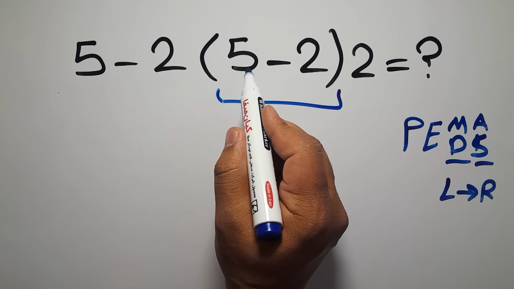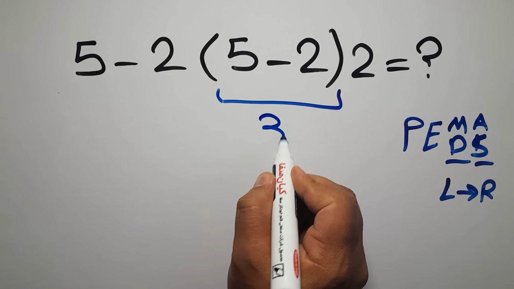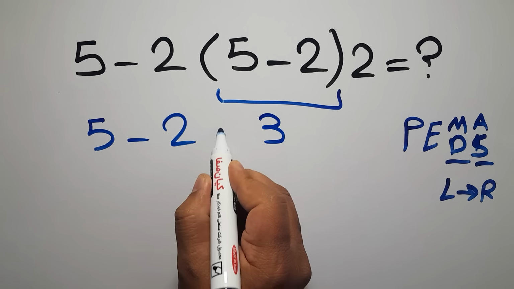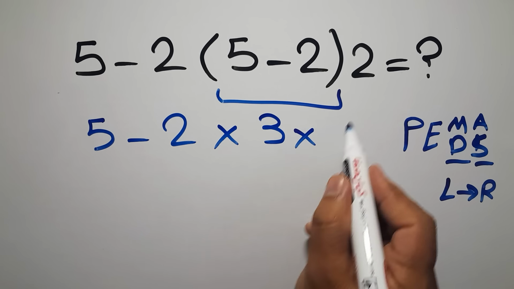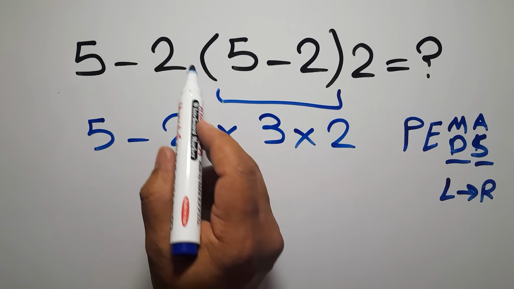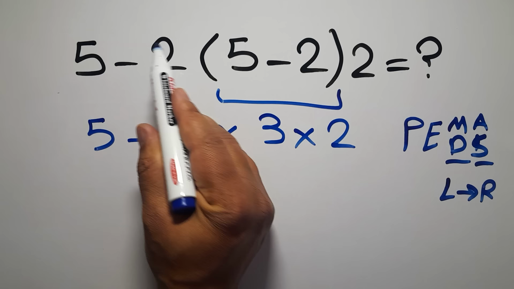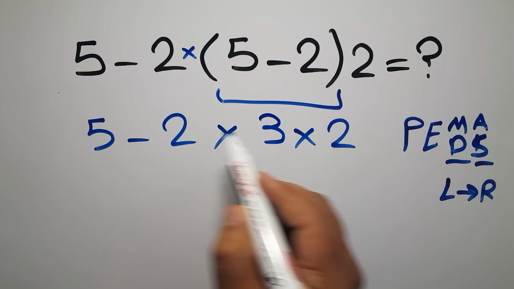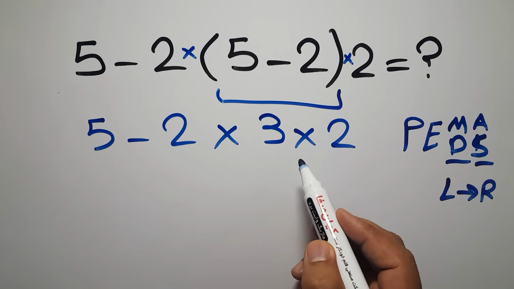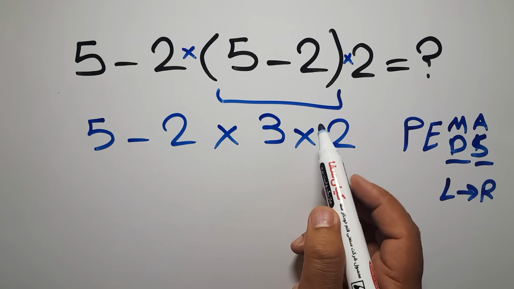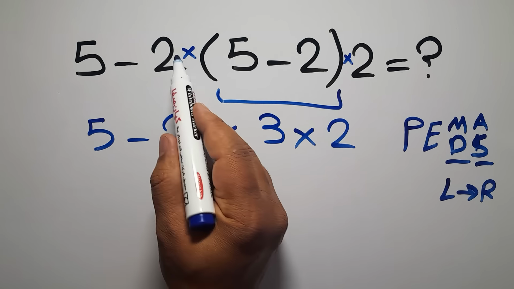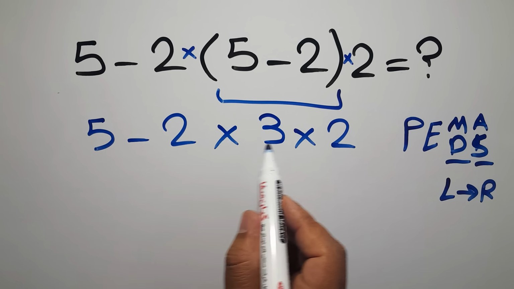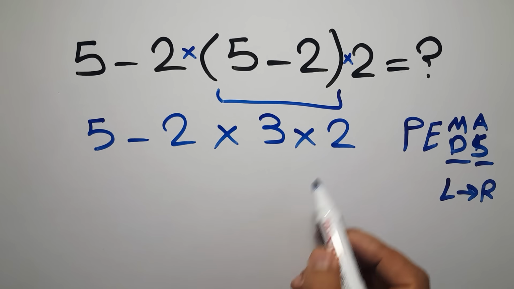Inside this parentheses, we have 5 minus 2, which equals 3. And we have 5 minus 2, then times 3 and times 2. We need to pay attention that in mathematics, when a number is placed next to parentheses, it means multiplication. And we usually don't write the multiplication sign for brevity. So here and here we have multiplication. So 5 minus 2 times 3 and times 2.